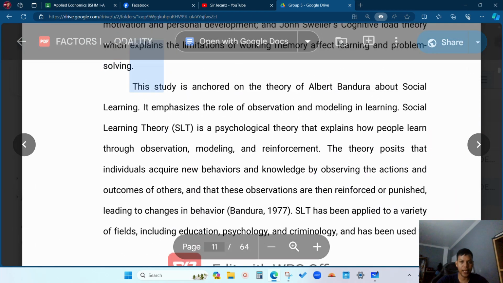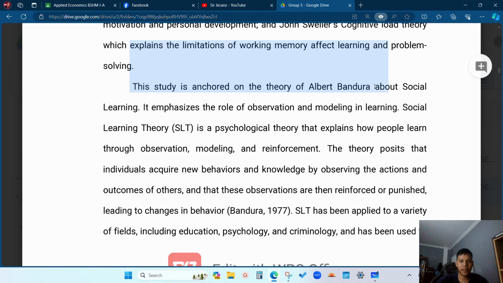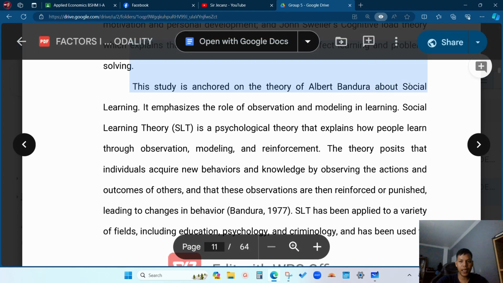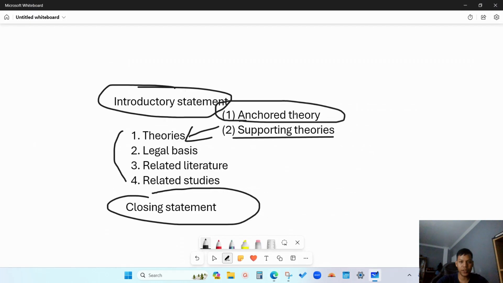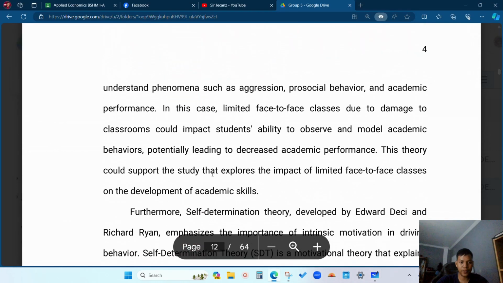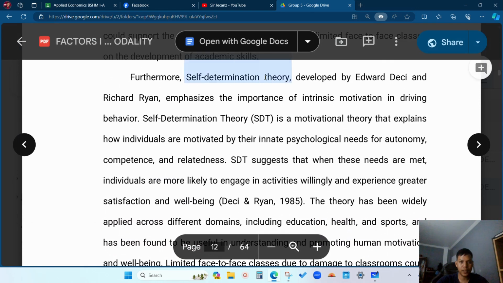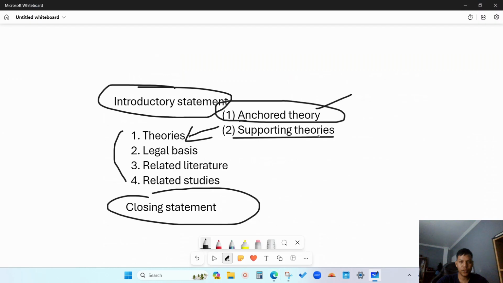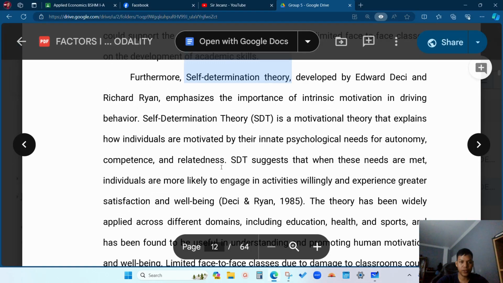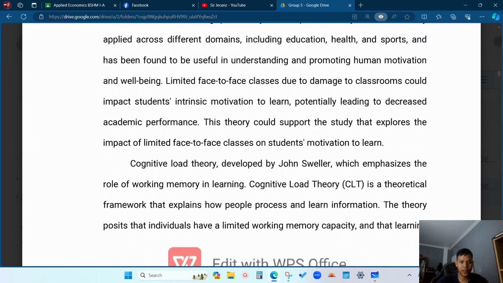This study is anchored on the theory of Albert Bandura about social learning. So there is an anchored theory. Next, we will check if there are supporting theories. Furthermore, self-determination theory is one of the supporting theories. We will check if there is a third theory. There's a third theory.